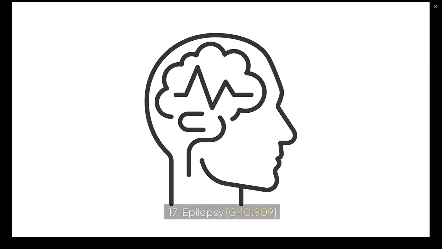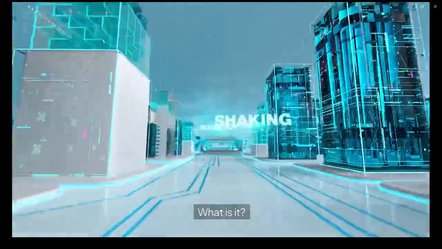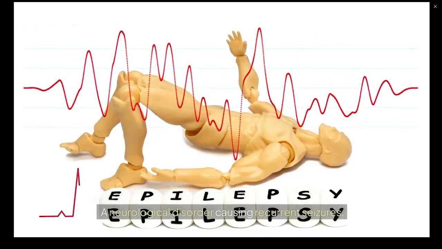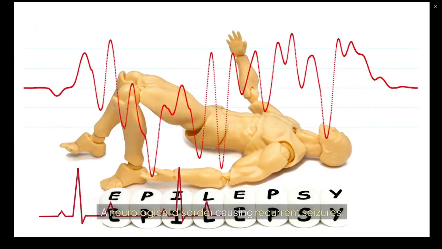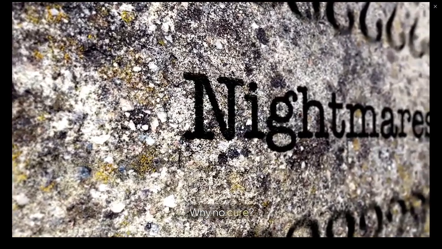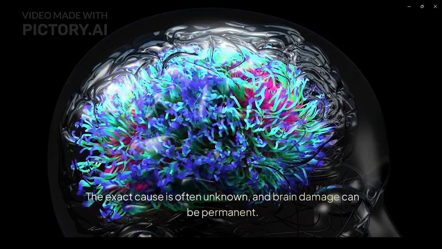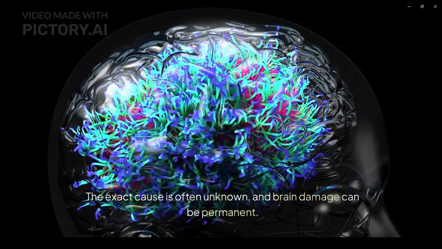17th one is epilepsy or seizure or convulsion. For this also, you have to check seizure disorder in past medical history, and you have to code it. It is a neurological disorder causing recurrent seizures in the patient. Again, till now there is no cure for epilepsy or seizure. The exact cause is often unknown, and brain damage cannot be reversed.